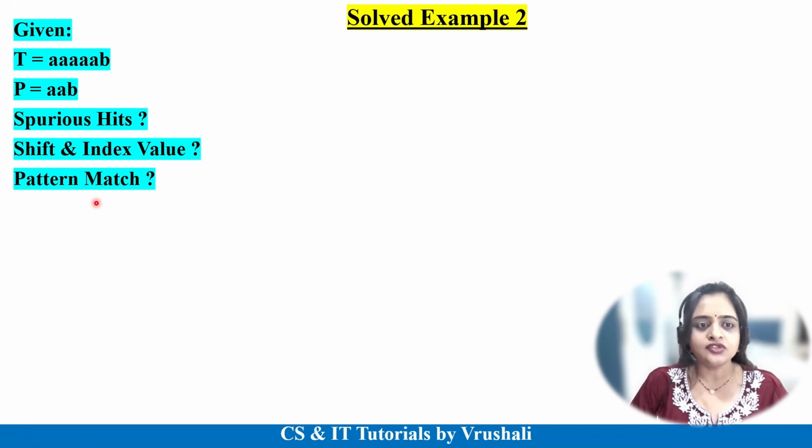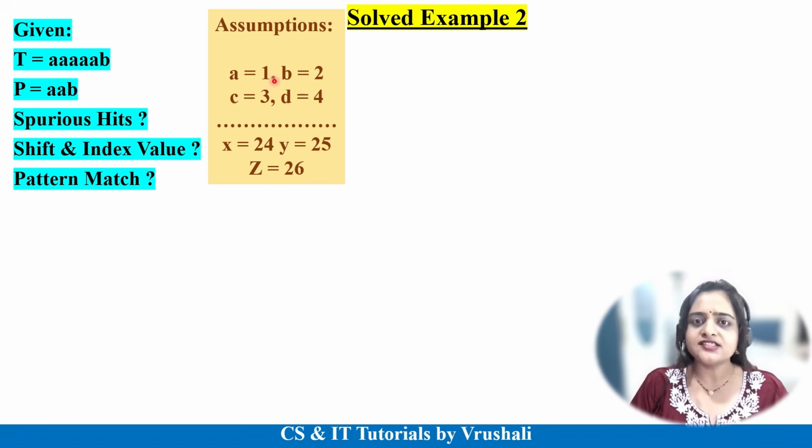So let's see how to solve this. Before solving the example, you have to consider some assumptions. See, every character has a particular ASCII value. For example, A equal to 97, B equal to 98, C equal to 99, right? These are some ASCII values. But if we take these ASCII values while solving examples, it gets more complicated, right? So while solving examples, we take some assumptions.